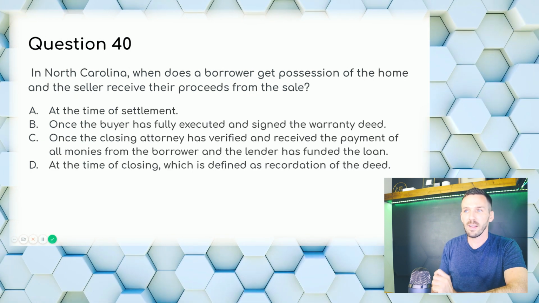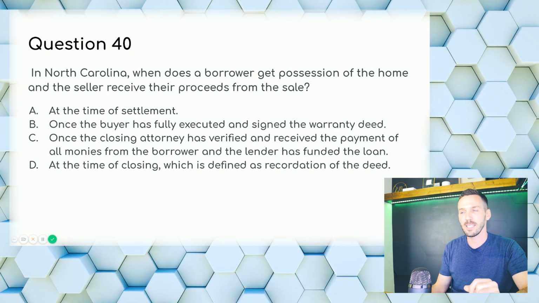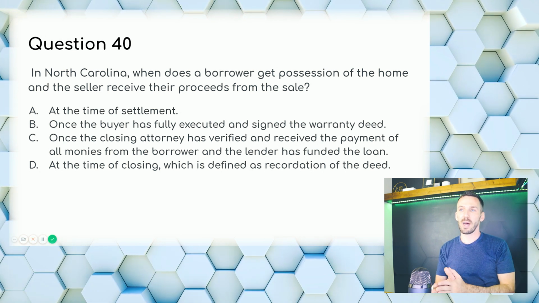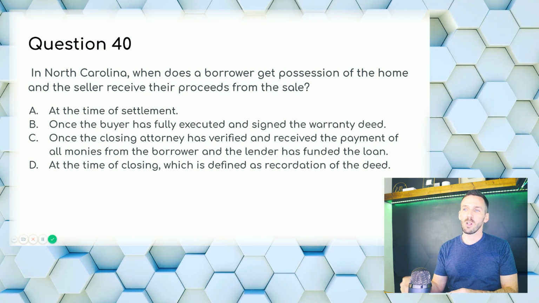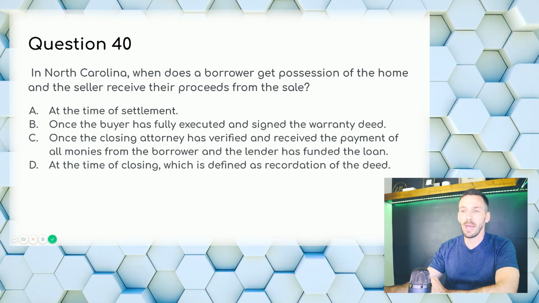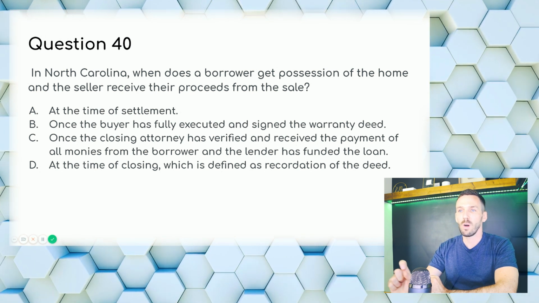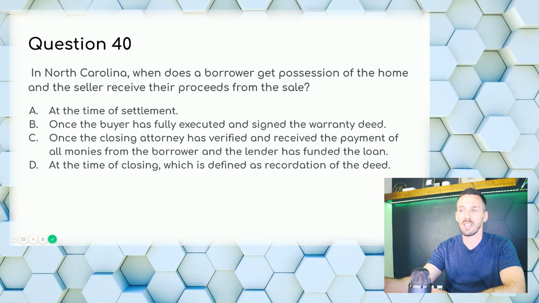Question 40. In North Carolina, when does a borrower get possession of the home and the seller receive their proceeds from the sale? A, at the time of settlement. B, once the buyer has fully executed and signed the warranty deed. C, once the closing attorney has verified and received the payment of all monies from the borrower and the lender has funded the loan. Or D, at the time of closing, which is defined as recordation of the deed.